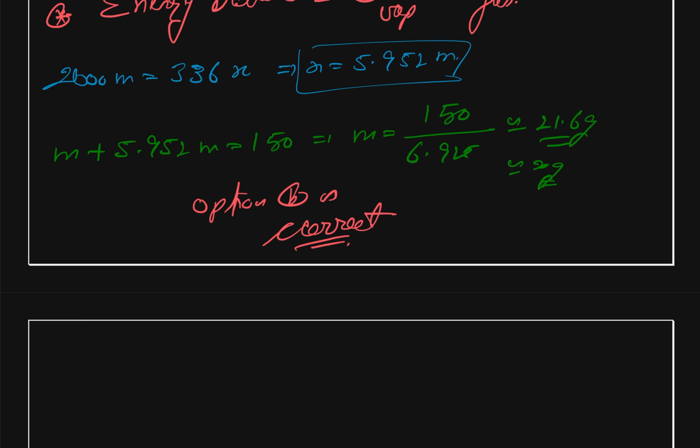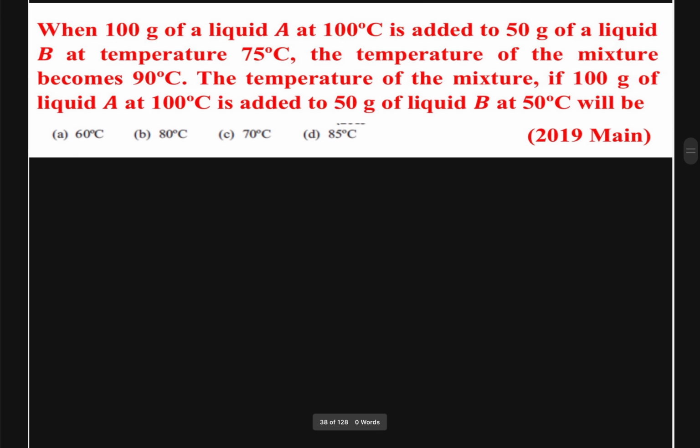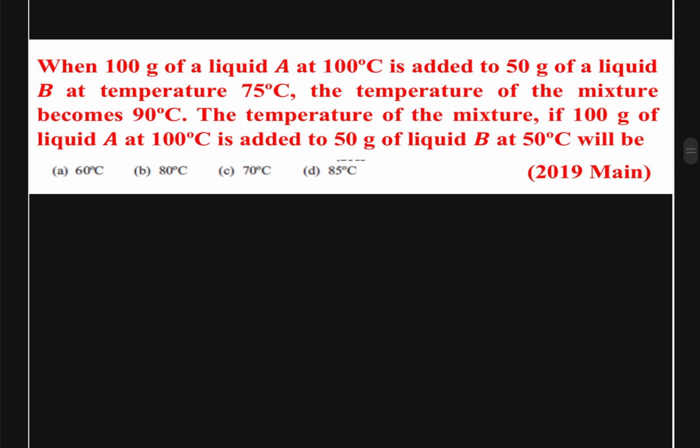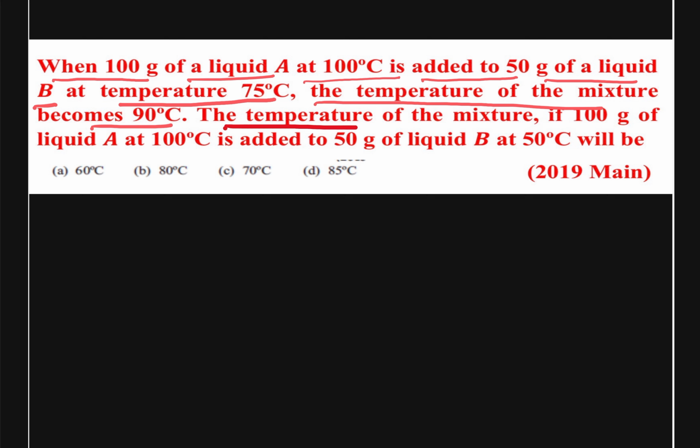Next question. It states that when 100 gram of liquid A at 100 degrees centigrade is added to 50 gram of liquid B at temperature 75 degrees centigrade, the temperature of the mixture becomes 90 degrees centigrade. The temperature of the mixture if 100 gram of liquid A at 100 degrees centigrade is added to 50 gram of liquid B at 50 degrees centigrade, then the temperature of the mixture will be.